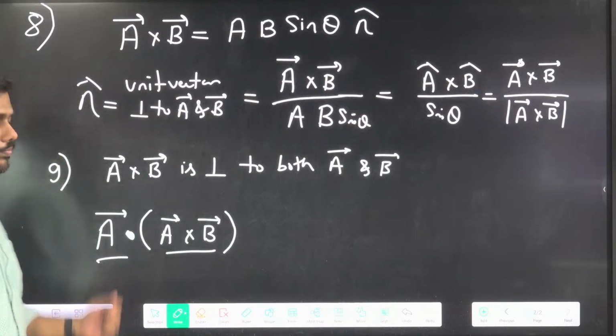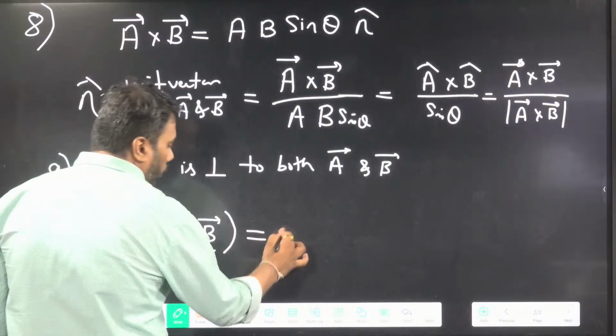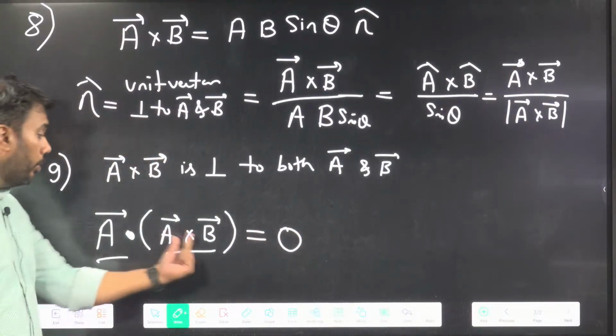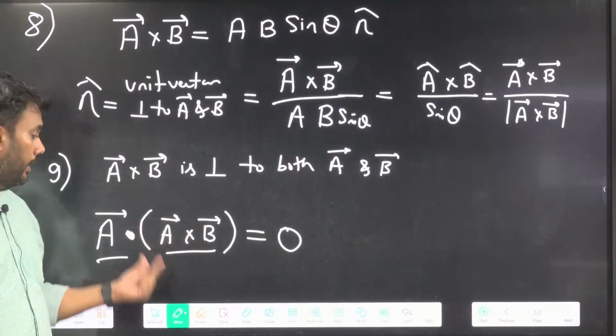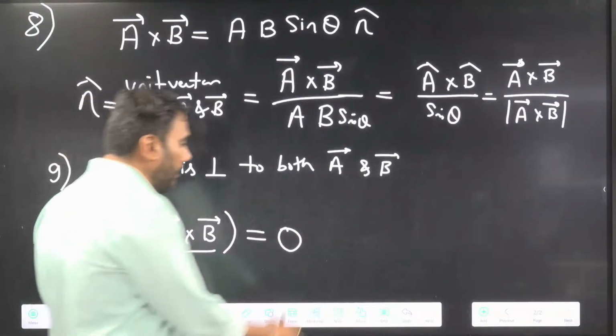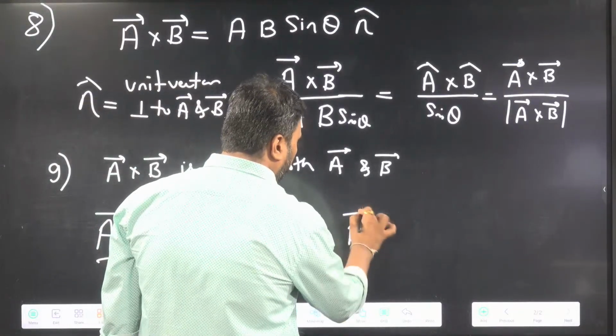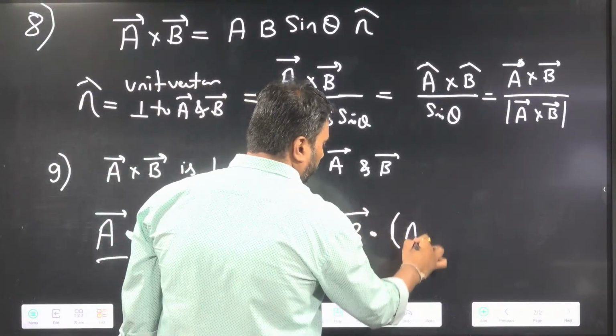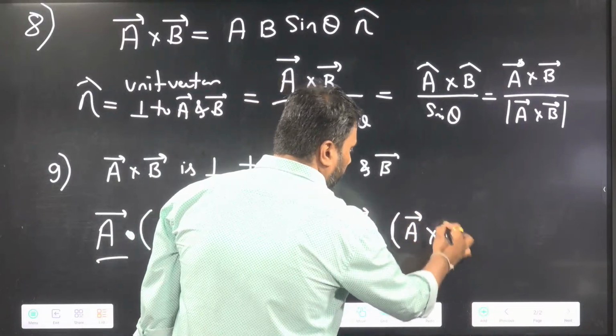Very good. This should be 0. Why 0? Because they are perpendicular. A cross B is perpendicular to A vector, so the dot product with A is 0. Similarly, B vector dot A cross B is also 0.